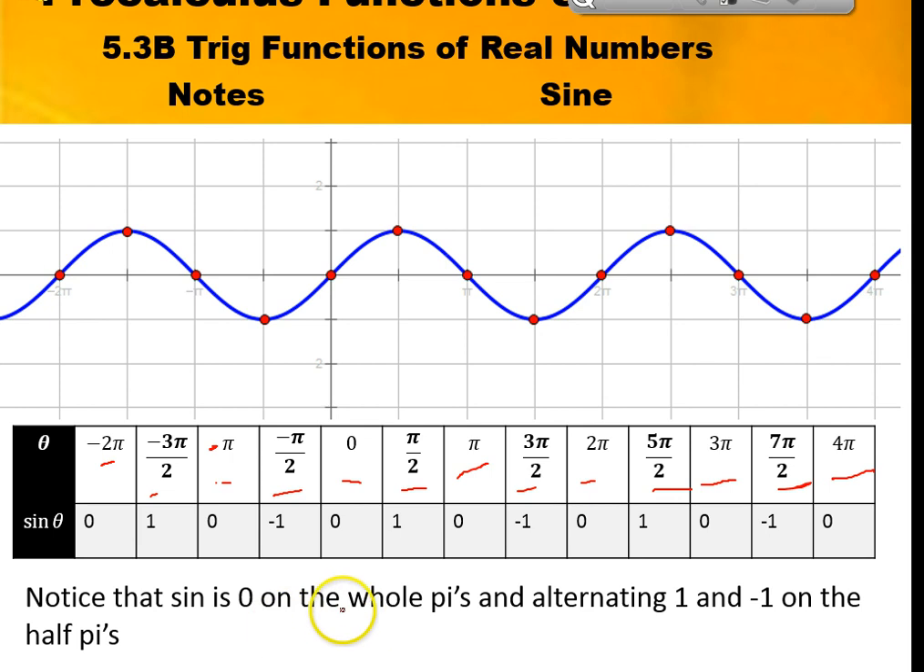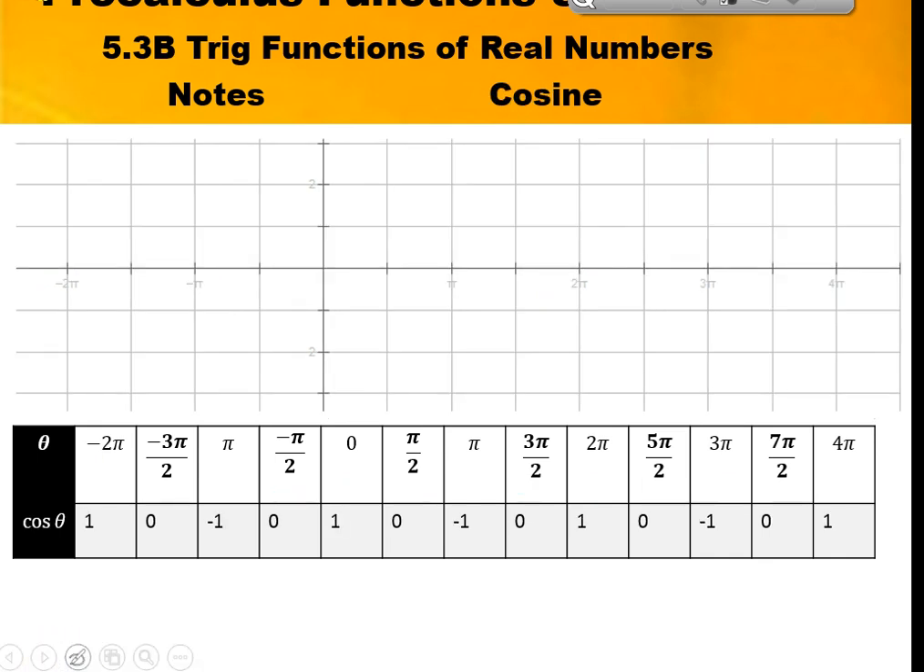Sine is 0 on the whole pi's, and alternating 1 and negative 1 on the half pi's, so the over 2's, right? Okay, next. So now we're going to do cosine.